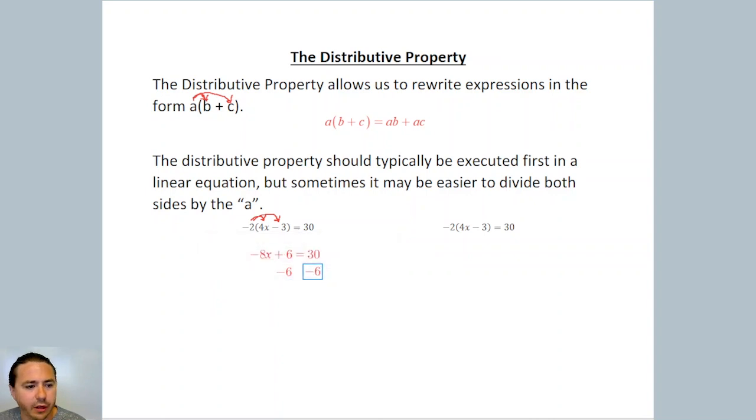So here we go. We're going to subtract 6 from both sides. That will result in negative 8x equals 24. Then I want to divide both sides by negative 8.